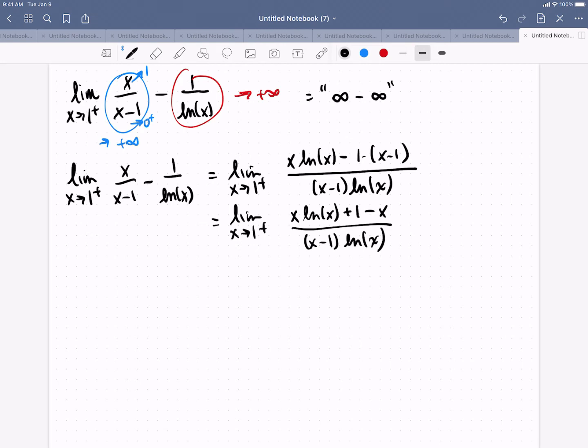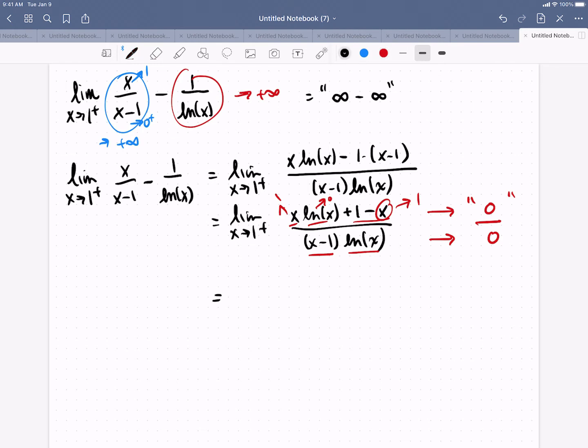So let's look. As x goes to 1 from above, this x is going to 1, so it cancels with that other 1. This x is going to 1, and this log is going to 0, so my whole numerator is going to 0. And downstairs, this x minus 1 is going to 0, and log x is going to 0, so the denominator is also going to 0. So indeed, we have an indeterminate form of type 0 over 0, and that's one of the kinds that we can apply L'Hopital's rule to.